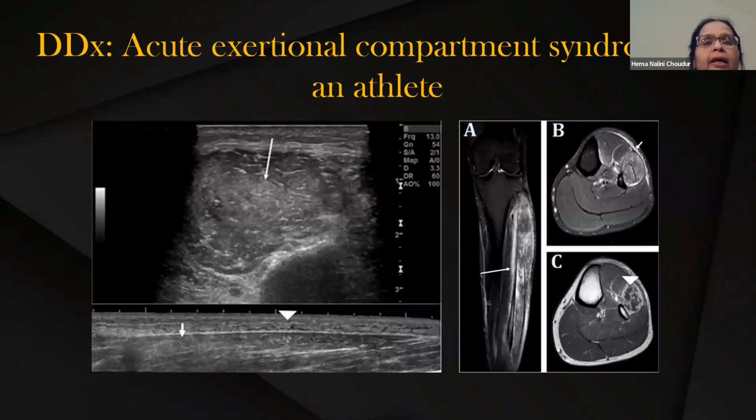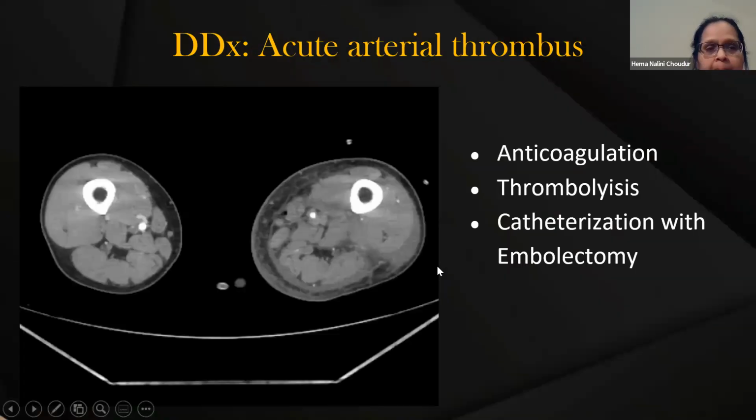But look at other differentials. Here's a patient where they did an ultrasound, acute exertional compartment syndrome in an athlete. So patient is an athlete, presents with acute pain out of proportion. There's edema in the muscles. If you do an MRI, you see it in that particular compartment, and that is causing the tight space, the swelling is causing stasis of the venous flow. And from that, there's stasis of the arterial flow. And this is how they present with acute pain.